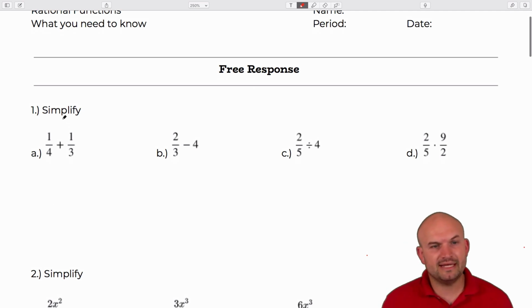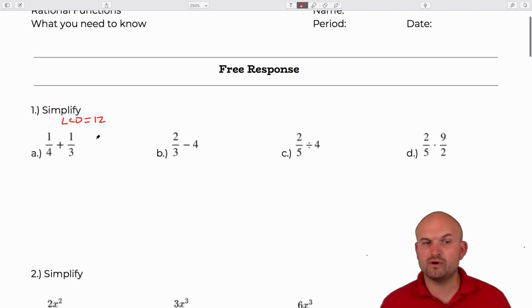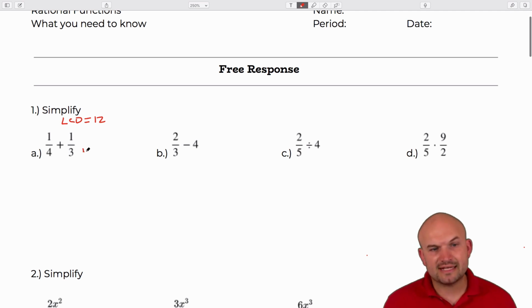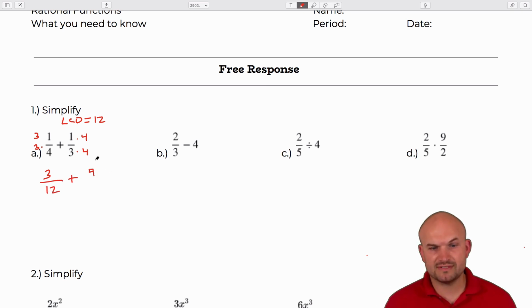So a lot of times what I like to do is just label my LCD, which in this case is 12. So I'm going to rewrite each fraction with an LCD of 12 while keeping them as what we call equivalent fractions. To keep equivalent fractions, I need to multiply by the same number in the top as well as in the denominator. So when I multiply the left side by 3 over 3, I get 3 twelfths. When I multiply the right side by 4 over 4, I get 4 twelfths.